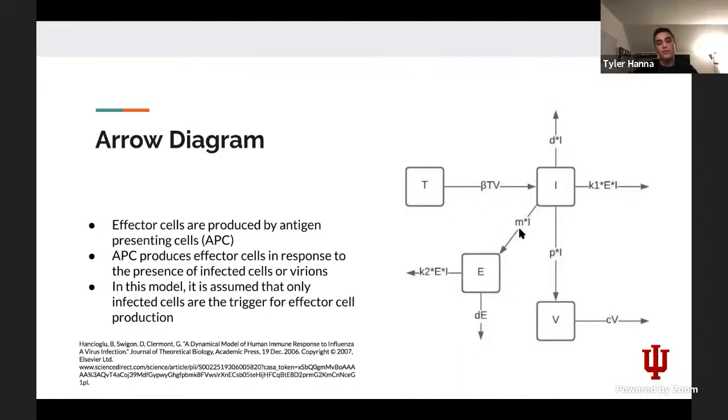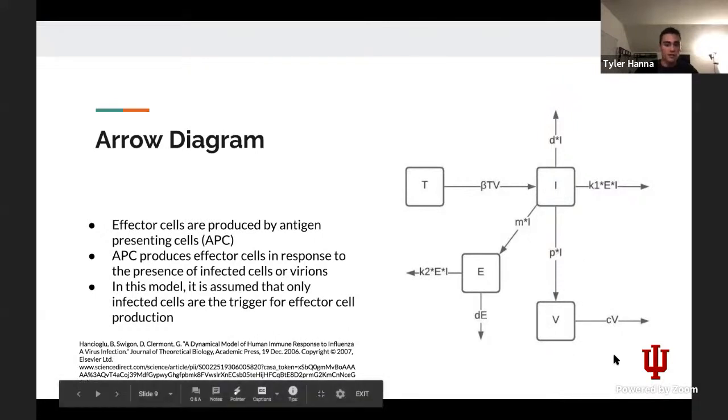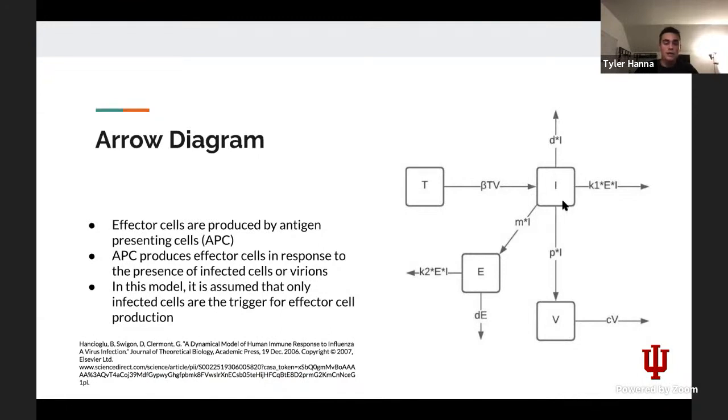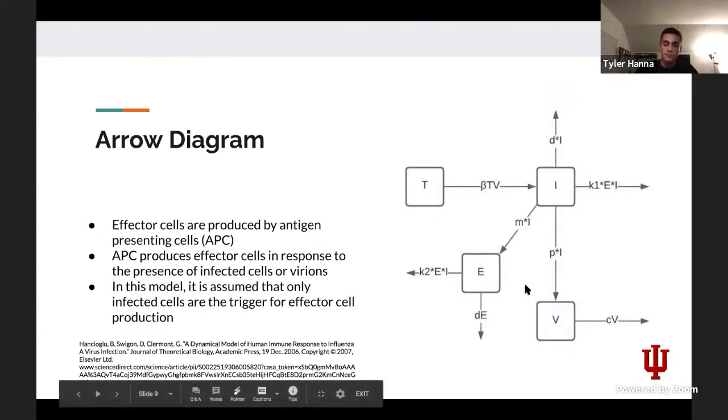And here, this m times I, this m term represents the rate constant at which effector cells are produced in the presence of infected cells. Infected cells still produce free virus at a rate p, and virus still has a natural clearance rate. Where this used to be delta times I, we have a natural death rate as well as a death rate associated with the activity of effector cells.